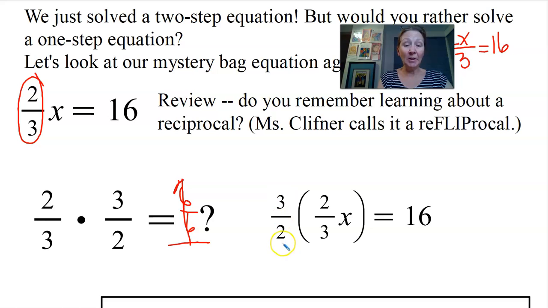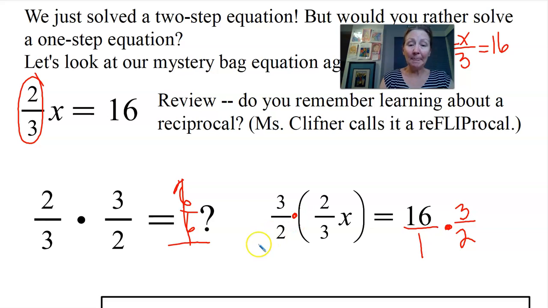So I put 3/2 already over here on the left, but then guess what? On the right, this is a whole number, but I'm going to have to put it over 1 because now I'm going to be multiplying the right side, right? Whatever you do to the left side, you do to the right side. So I'm multiplying by the refliprical on the left. I have to multiply by the refliprical on the right. We already know the answer is 24 because we just solved it using two steps, but now I'm trying to do it using one.